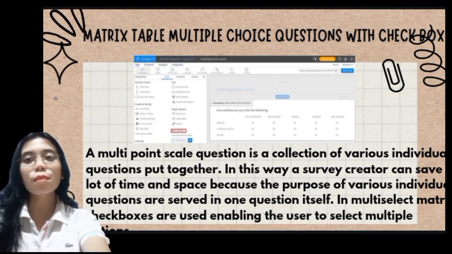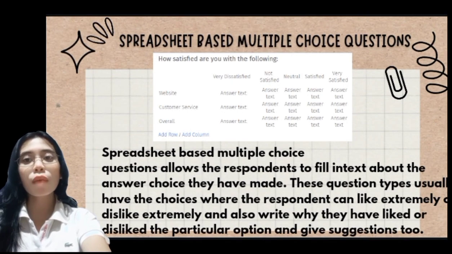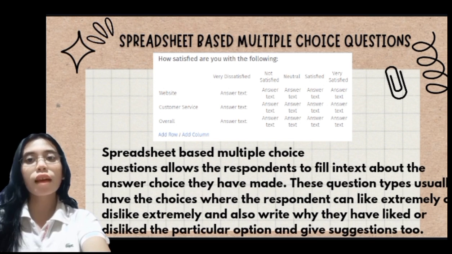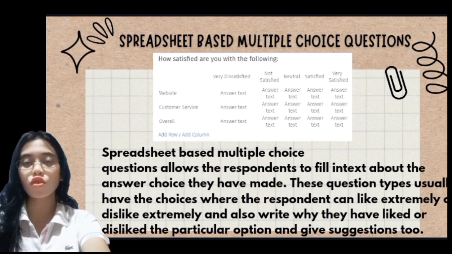Next, spreadsheet-based multiple choice questions. Spreadsheet-based multiple choice questions allow the respondents to fill in text about the answer choice they have made. These question types usually have choices where the respondent can like extremely or dislike extremely and also write why they have liked or disliked the particular option and give suggestions too.